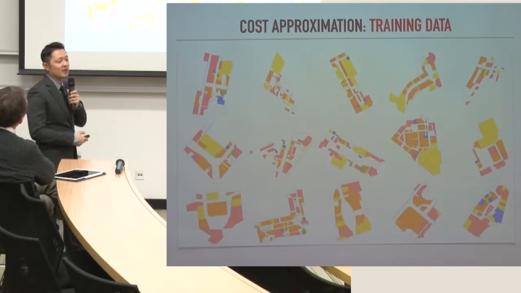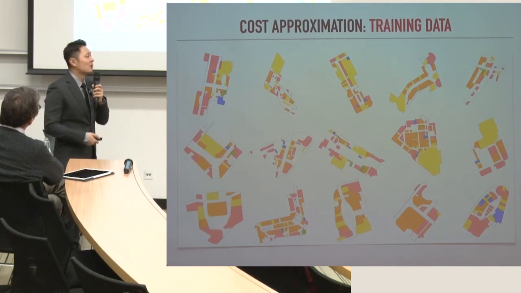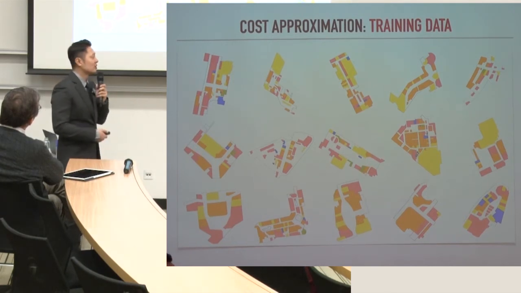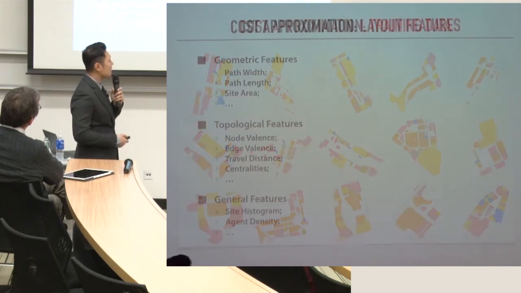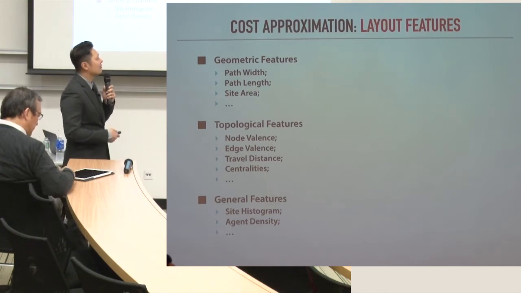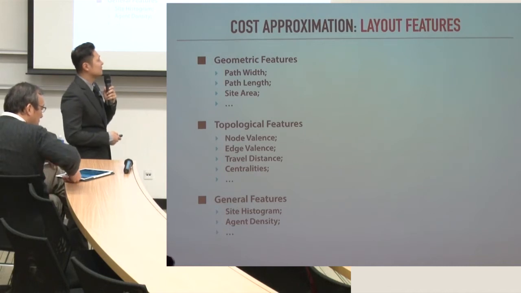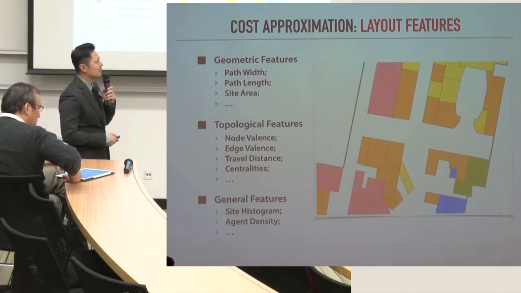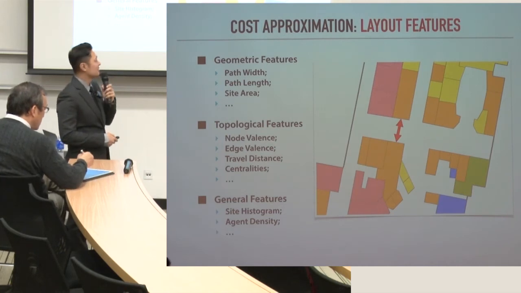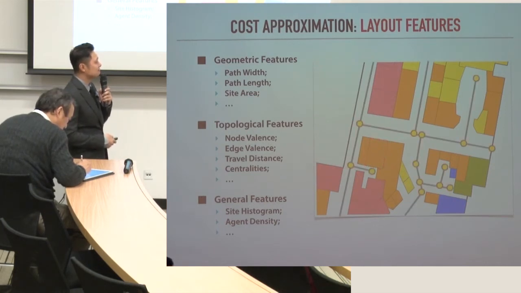To prepare the training data, we run a lot of crowd simulations on a number of real-world layout data. For example, for the shopping mall example, we run full crowd simulation on about 80 shopping malls. Then from the training data, we can use the layout features during the optimization process to estimate the agent-based cost. The layout features being used are some geometric features such as path width, path length, or site area, or some topological features like the node connection.